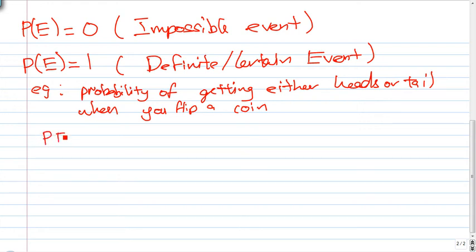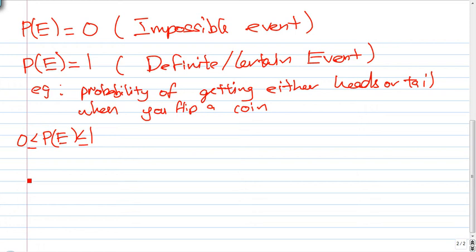So probability has a range of between 0 and 1. The closer it is to 0, the less likely that event will occur. The closer it is to 1, the more likely the event can occur.